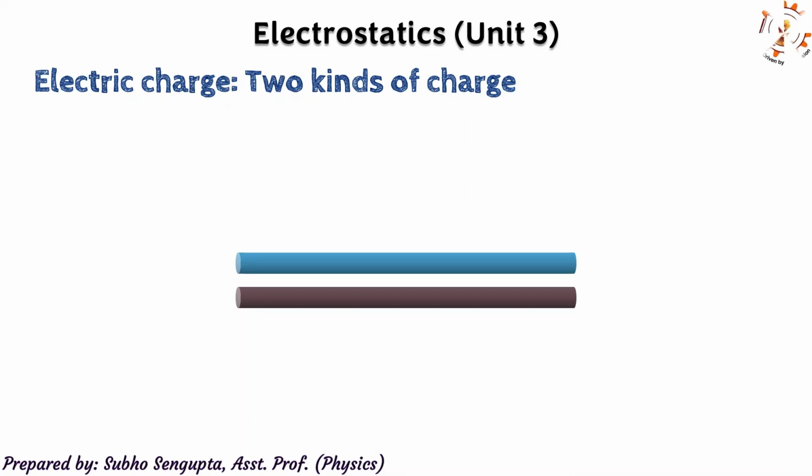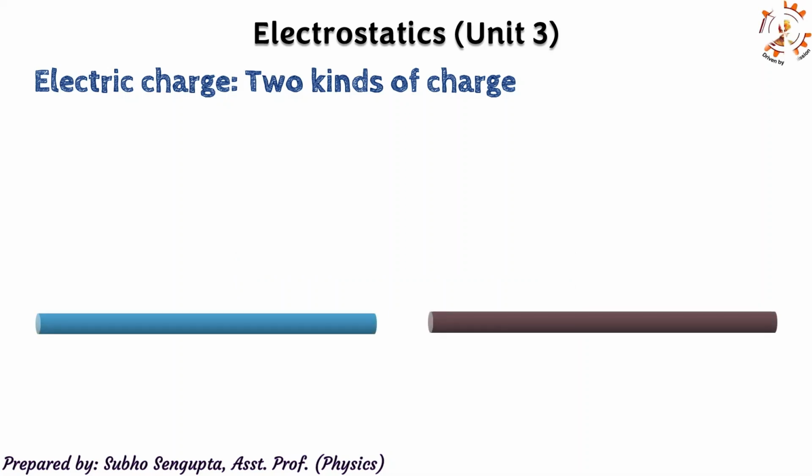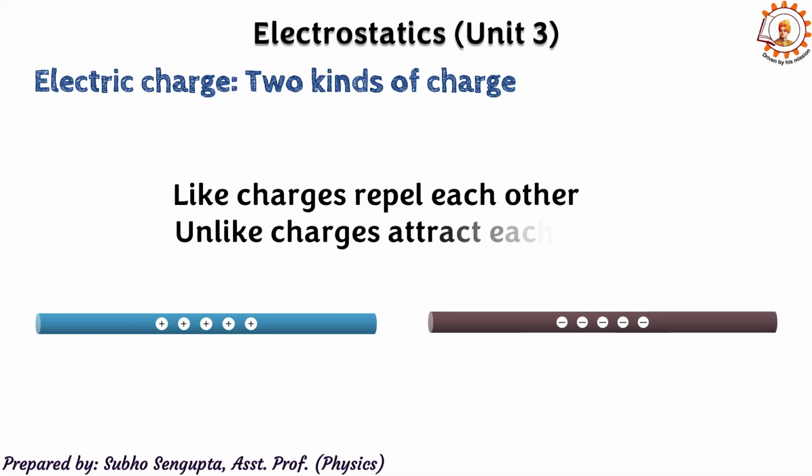This suggests that the charges on the glass rod and the ebonite rod are of different natures. The ebonite rod is said to have acquired negative charge, while the glass rod is said to have acquired positive charge. So, we conclude that like charges repel each other, and unlike charges attract each other.